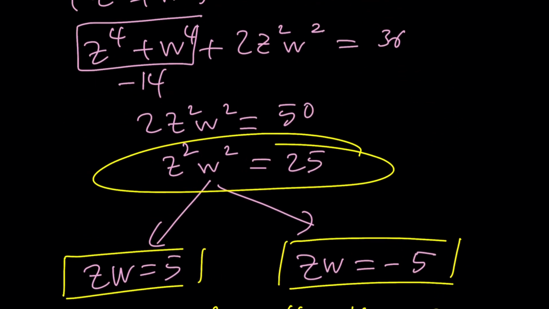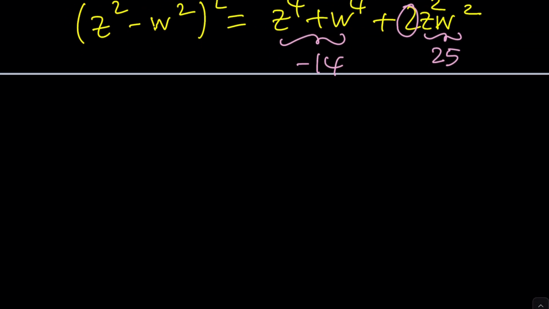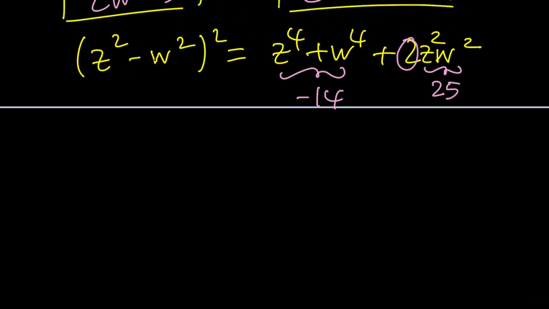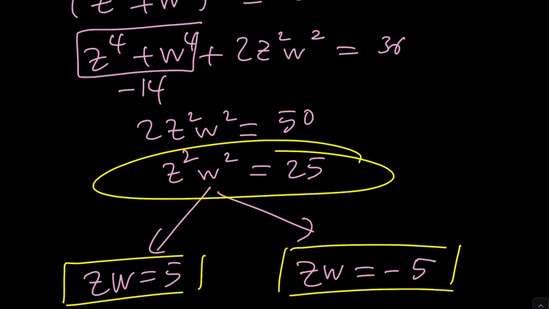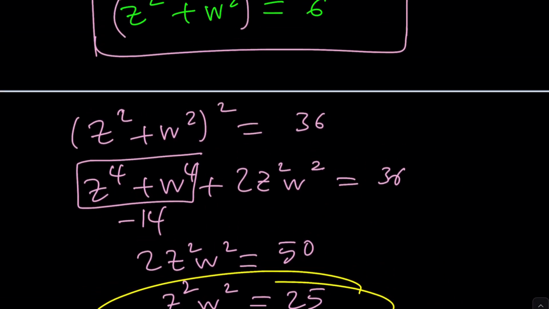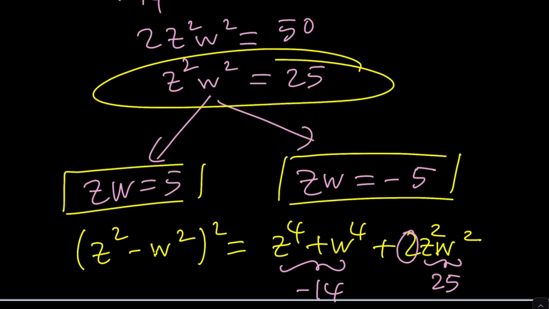Now, this would give me z to the fourth plus w to the fourth is negative 14. I already know that, right? And this one is 25. So when you multiply by 2, that's going to become 50. 50 minus 14 is 36. So from here, we get the following, which means this is plus or minus 6. Awesome. We're going to use both. But guess what? Wait a minute. Isn't this weird? z squared plus w squared is also 6. Are you serious?